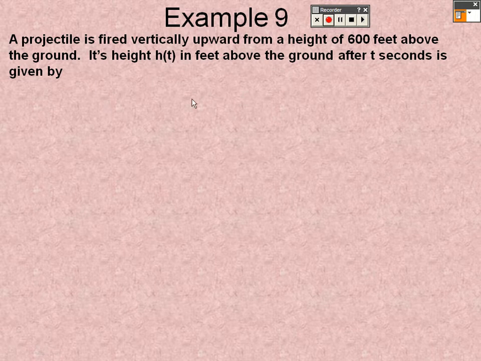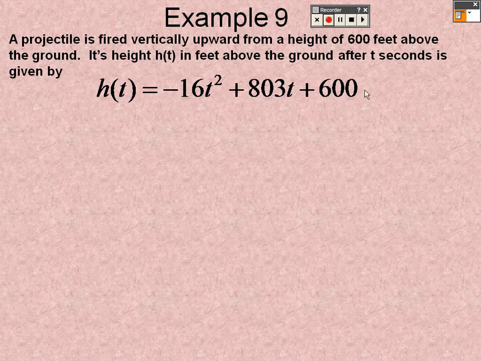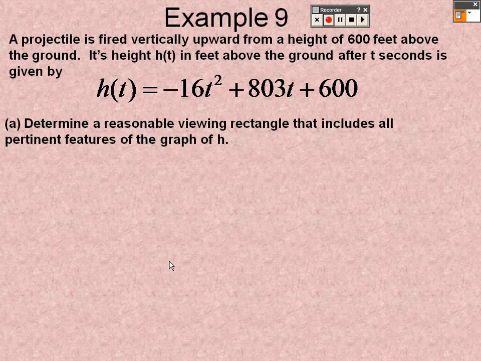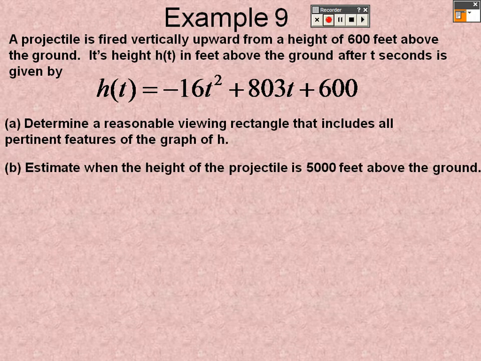So its height is above ground after t seconds, and there's the formula. So the formula for that projectile being thrown up is given to you right there. So we determine a reasonable viewing rectangle that includes all those. So what I'm saying is when you go and plug that in on your graphing calculator, you're not going to be able to see it. So you might have to zoom out to figure out what that is. And then estimate when the height of the projectile is 5,000 feet above ground.